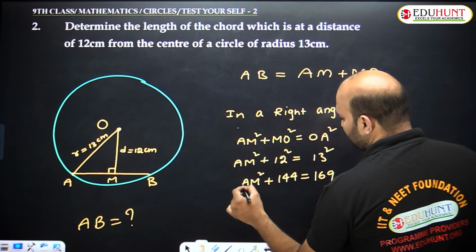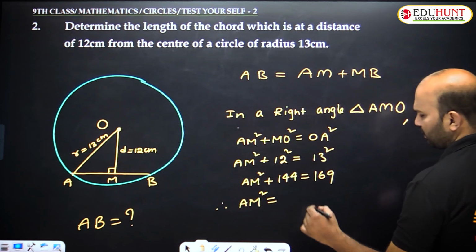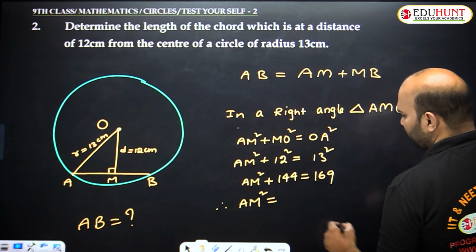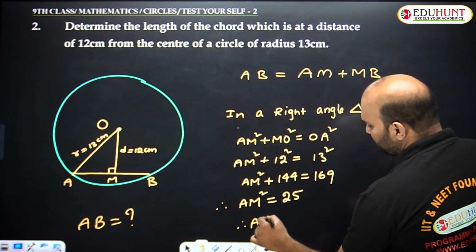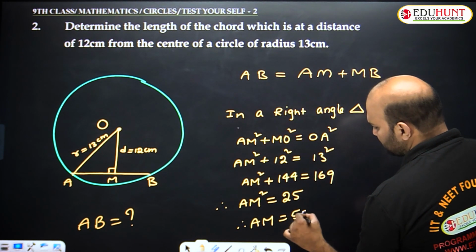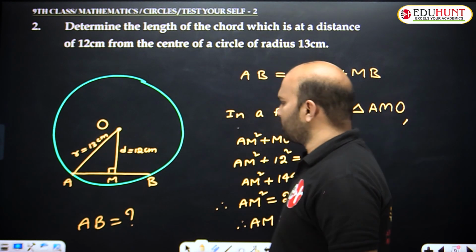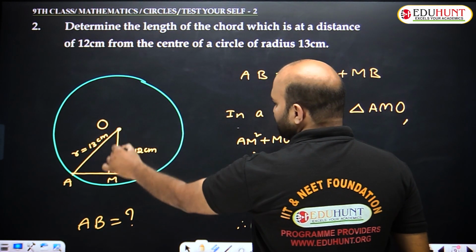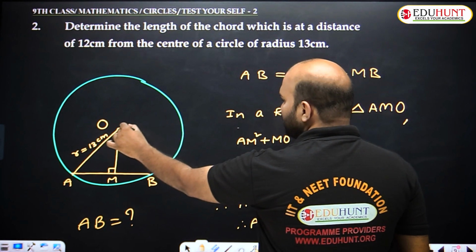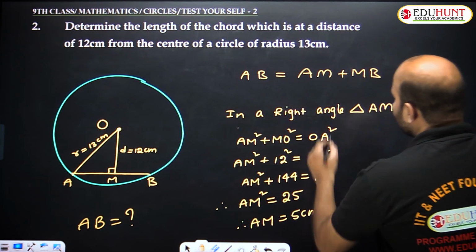So AM square equals 169 minus 144, which is 25. Therefore AM equals the square root of 25, which is 5 centimeters. MB is also 5 centimeters, because a perpendicular line drawn from the center to the chord bisects the chord. Bisect means AM equals MB.